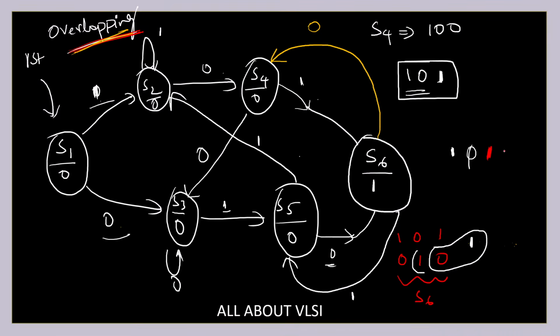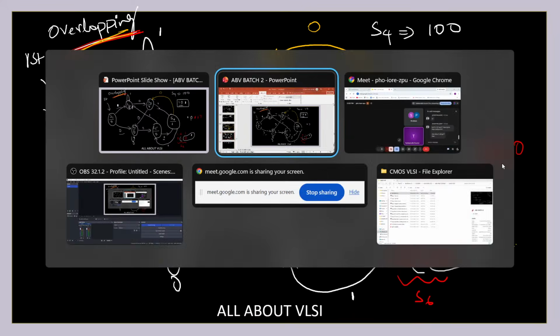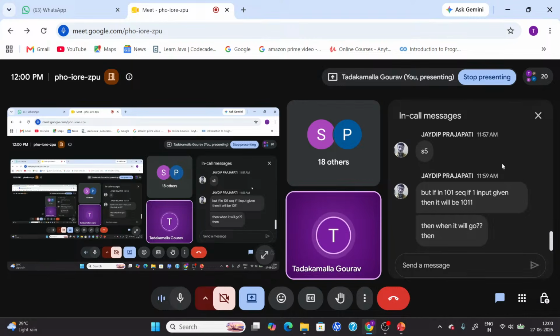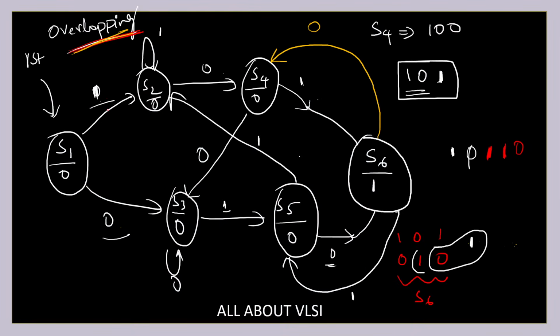101, and if I get one more 1, I'm going to S5 state. Okay. And if I got one more 0, oh yeah, you're correct. Nice observation over here. I haven't also observed this particular thing. One second, let me check it out.